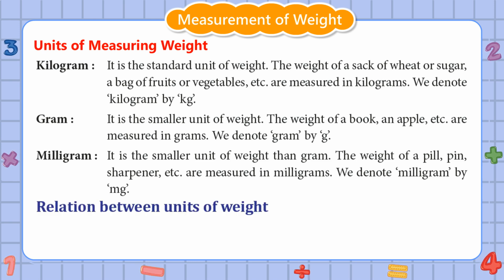Relation between units of weight. 1 kilogram is equal to 1000 grams. 1 gram is equal to 1000 milligrams.